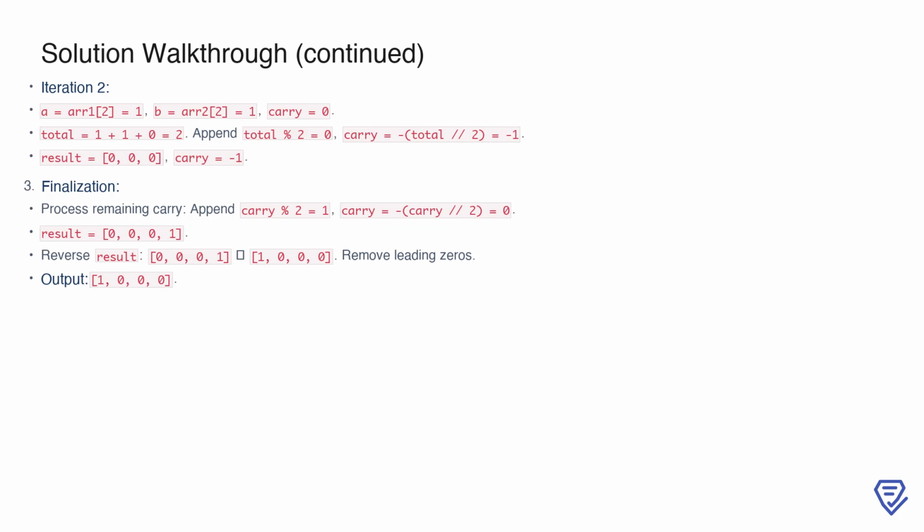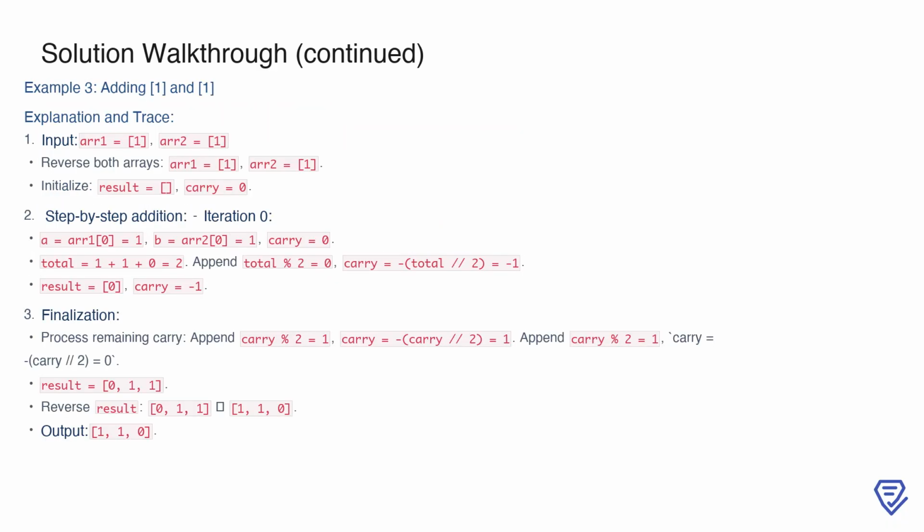After processing all digits, we handle the remaining carry. We append the least significant bit of the carry, which is 1, to the result. This reduces the carry to 0, so no further adjustments are needed. The result array is now 0, 0, 0, 1. Reversing this array gives 1, 0, 0, 0, and after removing leading zeros, the output for this example is 1, 0, 0, 0.